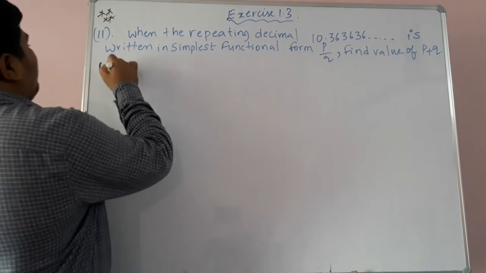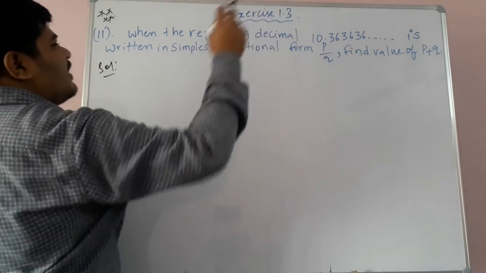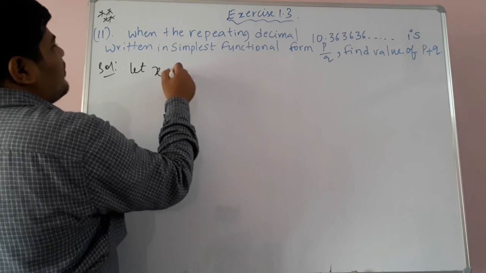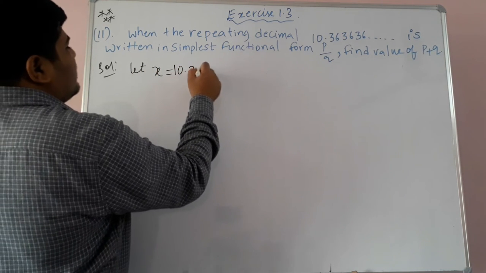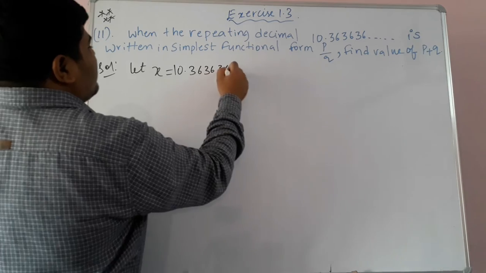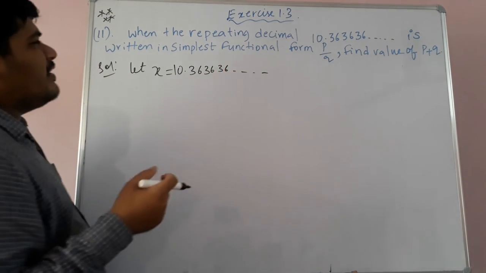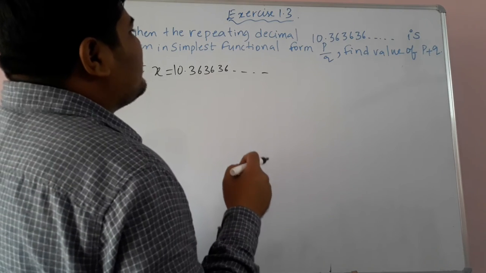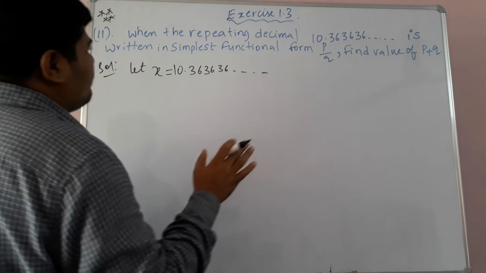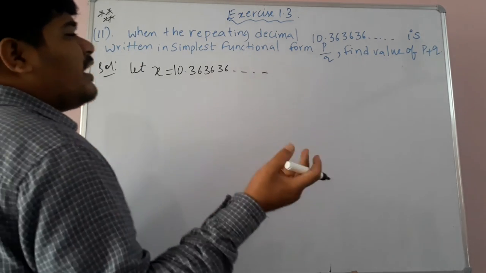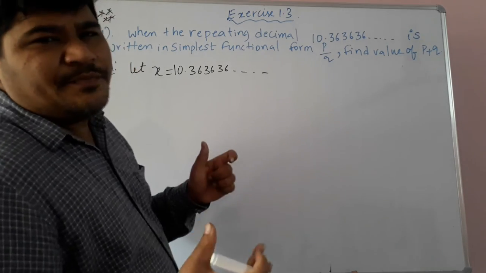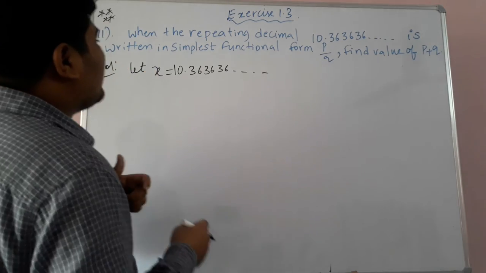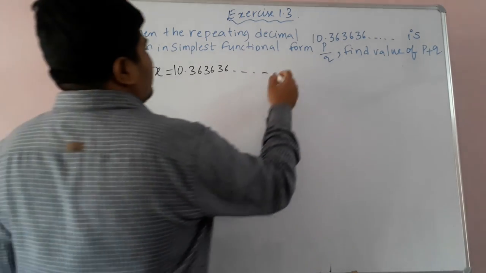So first we have to assume the given number as x, children. Okay. So let x is equal to 10.363636 and so on. Okay, so what is the question? When the repeating decimal 10.363636 is written in the simplest fractional form p by q, then add that p and q. So first we have to convert this into p by q form. So I wrote it as x, children. And this is equation 1.